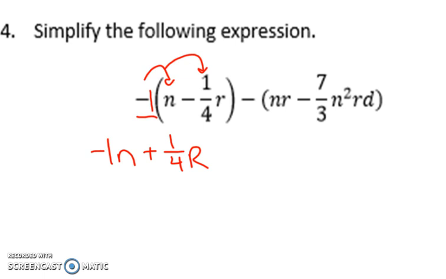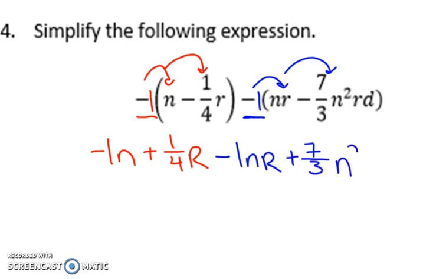With this second set of parentheses, again, I'm going to put a -1 there, and we're distributing the whole -1, not just to the first term, but in this case, to both terms. So I get -1nr. -1 times -7/3 becomes +7/3 n squared r and d.